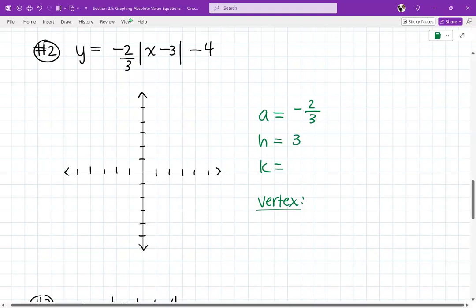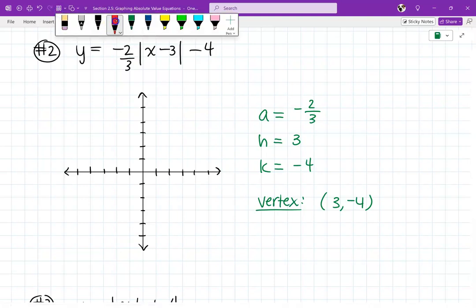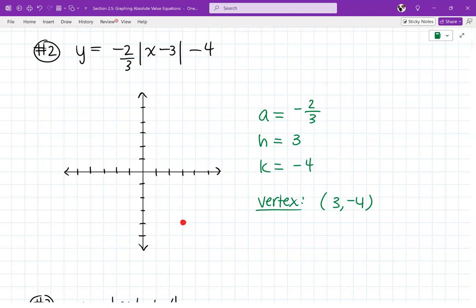Both ways. What's H? 3, right? I know it looks like -3, but it's a +3. What's K? -4. What's my vertex? All right, 3, -4. That's the hard part. The easy part's coming up. I'm going to put my point at 3, -4. So 3 over, 4 down. Okay, so there's my vertex right there.